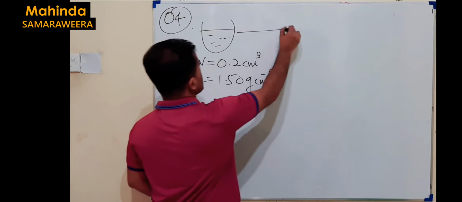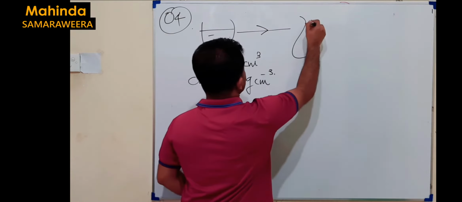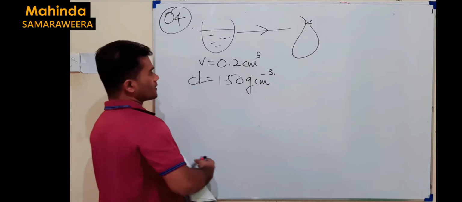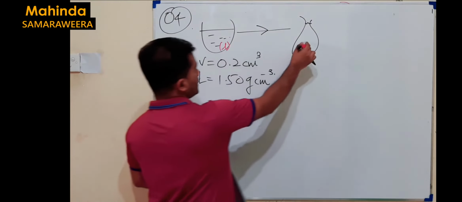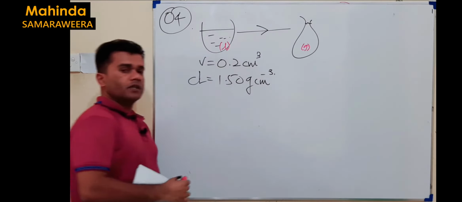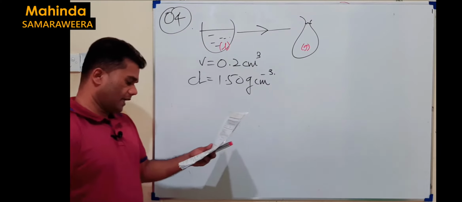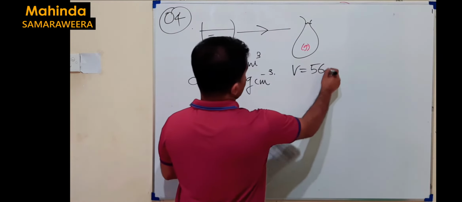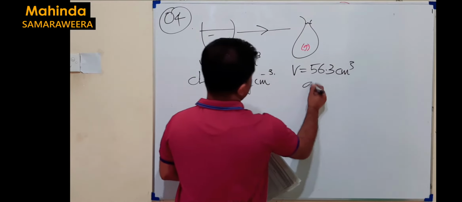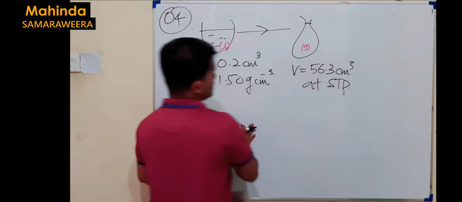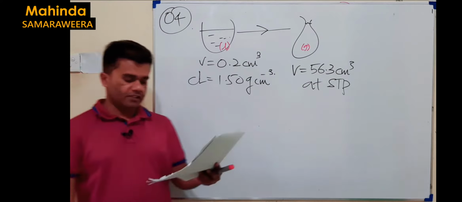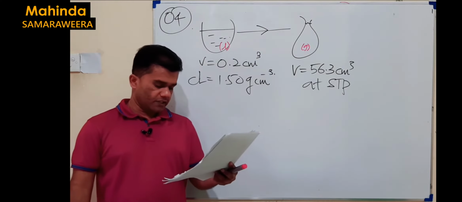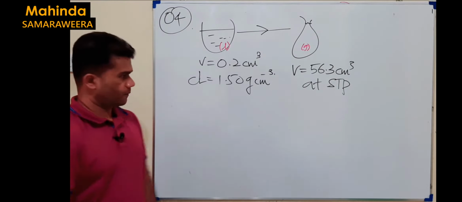It is vaporized. Okay, this is converted into the gaseous state. Vaporized means now we have gas. Here liquid state, here gaseous state. So once you vaporize this to gas, the volume becomes 56.3 cubic centimeter at STP, standard temperature and pressure. The question is: the relative molecular mass of the liquid is.